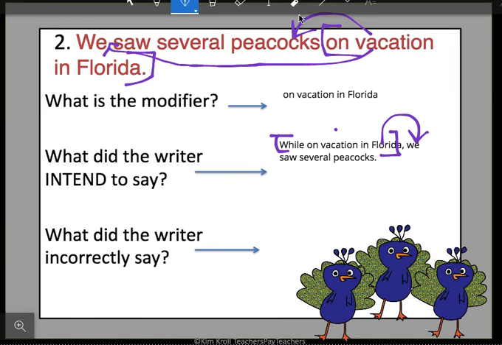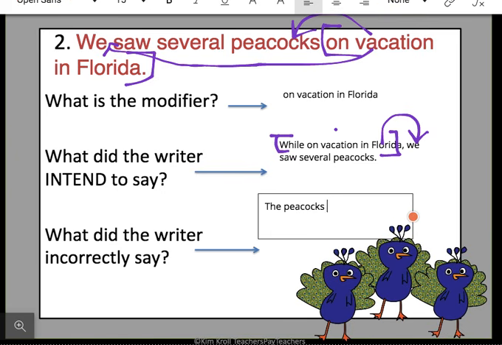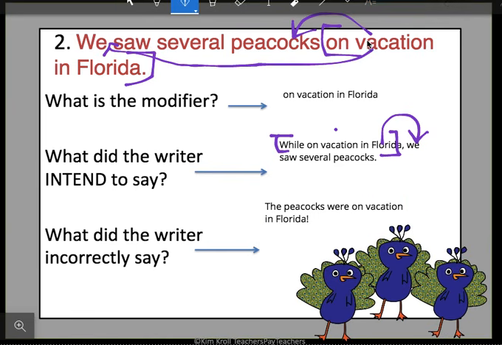What did they incorrectly say? Well, they incorrectly said that the peacocks were on vacation in Florida. And that doesn't make a whole lot of sense. So this is a misplaced modifier because they put the modifier next to the word peacocks, making it sound like the peacocks went on vacation, whereas they should have put the modifier next to the word we, so that way it sounds like we went on vacation. They misplaced the modifier in the sentence. So this is a misplaced modifier.